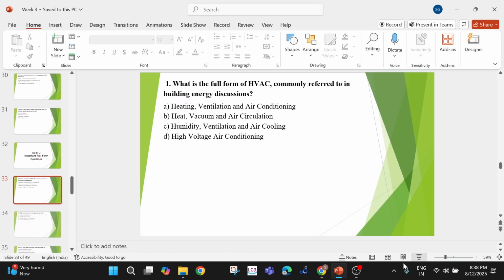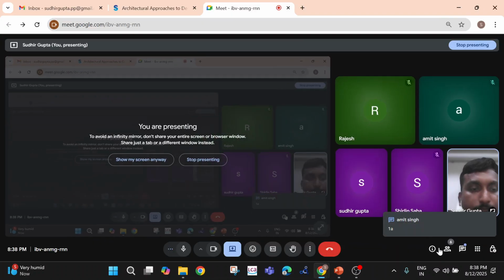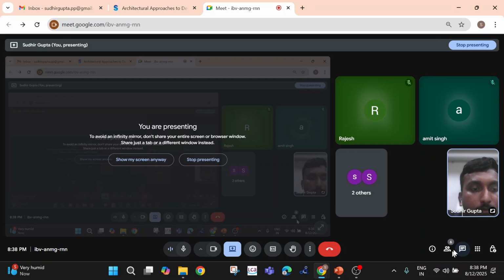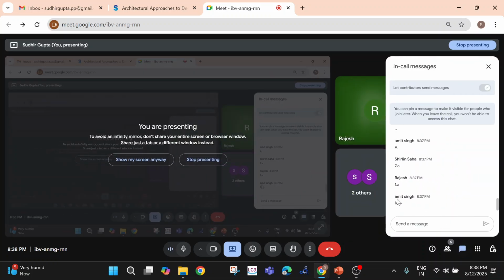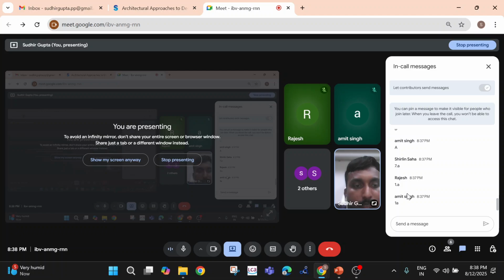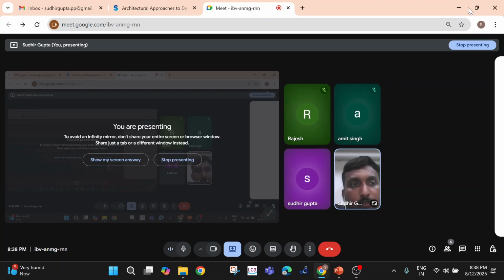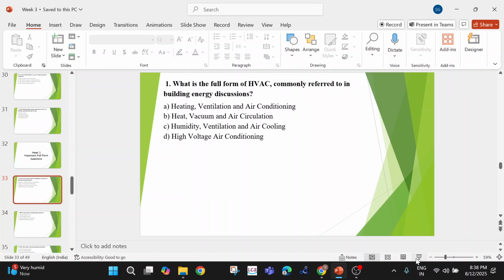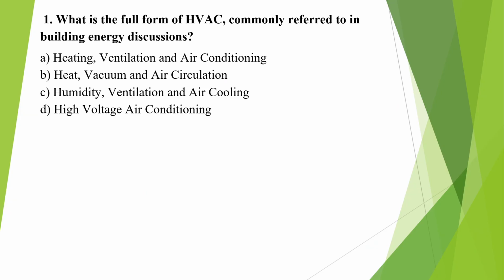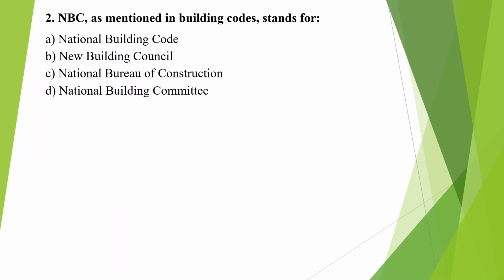Yeah, as I can see, I've received some answers for this, and all the answers that have been marked are A. So all of you are correct. It's HVAC, which is used several times in the building sector and commonly refers to heating, ventilation, and air conditioning systems, as answered by you all. Thanks. Let's move to the second question.